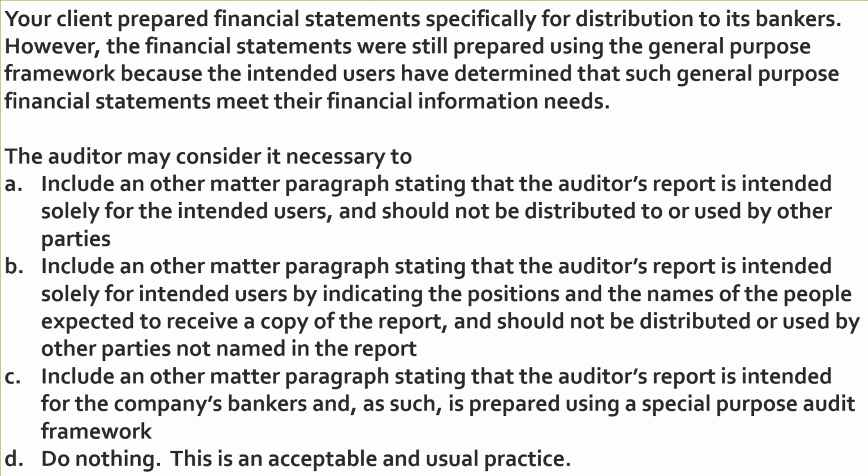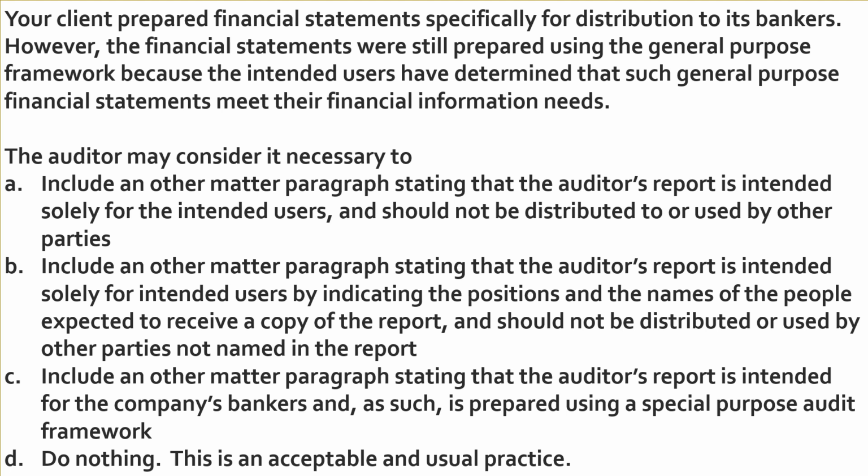When financial statements prepared under the general purpose framework are restricted for distribution, then most definitely we cannot just do nothing, because we do need to highlight the fact that it is restricted for use. And we recognize as well that while only the bankers are expected to receive this, the framework used is still general purpose. So therefore, we cannot say letter C. So the answer now is between alpha and bravo.